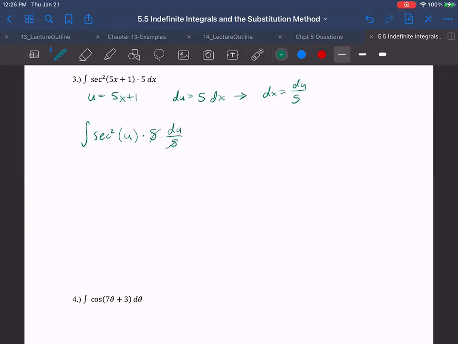And so we just have secant squared of u. And the derivative of what is secant squared? Tangent, yep. So this gives us then tangent of u plus c, and then we can substitute back: tan of 5x plus 1 plus c. There you go.